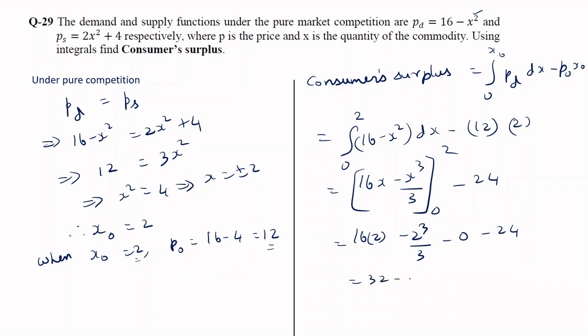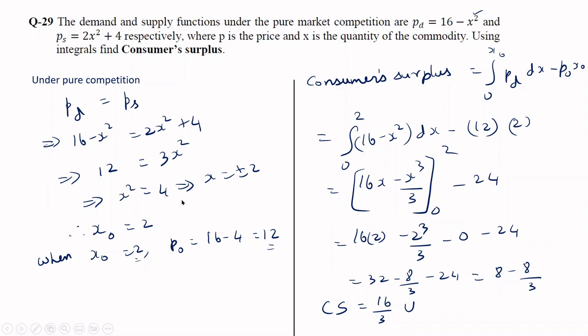So this is 32 minus 8 by 3 minus 24, or it is 8 minus 8 by 3, which is 24 minus 8 by 3, 16 by 3 units. So this is the consumer surplus. So the consumer surplus is 16 by 3 units.